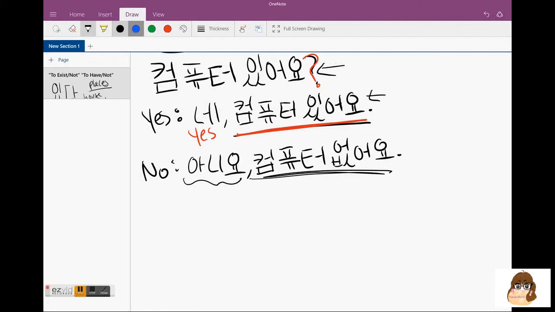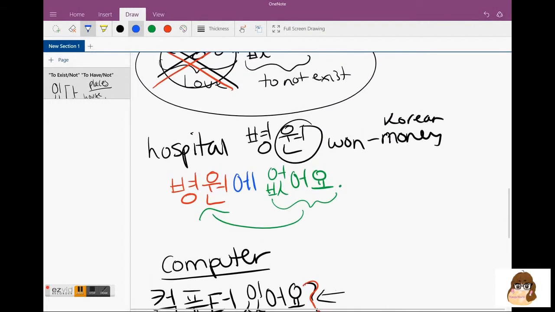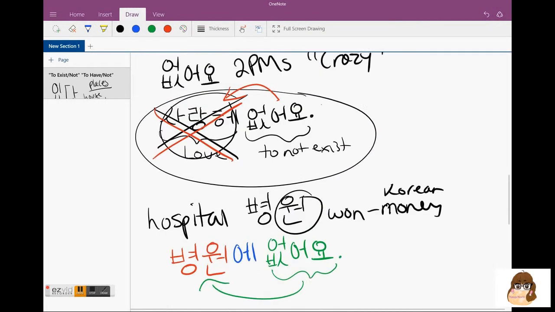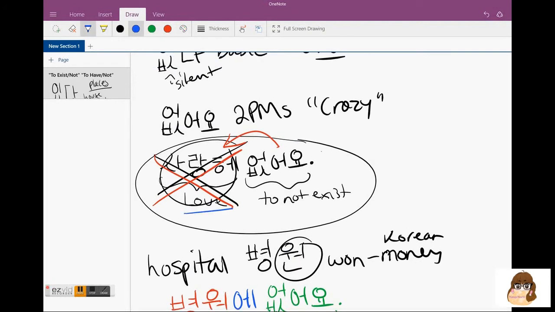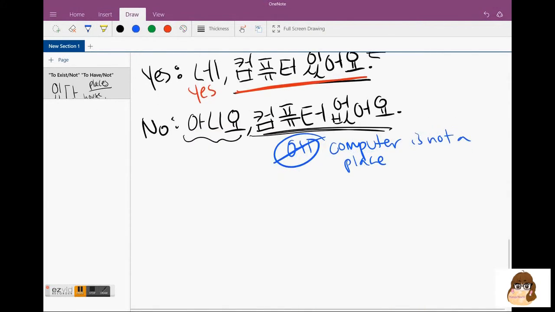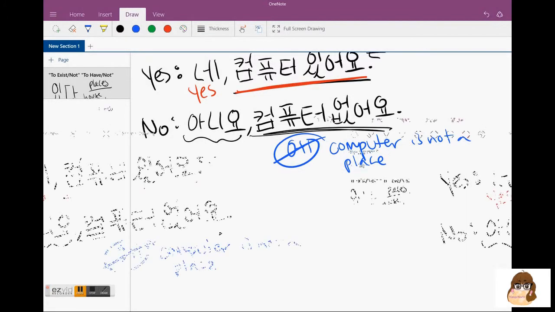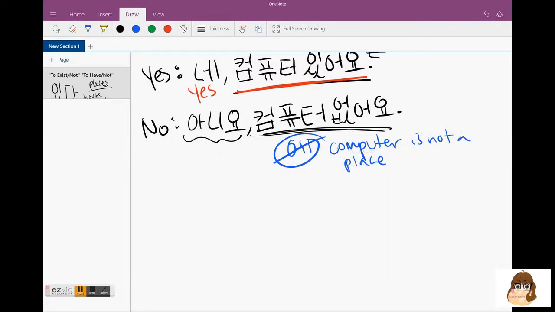As you can see, I didn't put e in any of these. There's no e because computer isn't a place. Not a place. And what was the other thing I used before? Yeah, love. Love is not a place. Love is just a thing that exists. It's a feeling. So you don't use that.